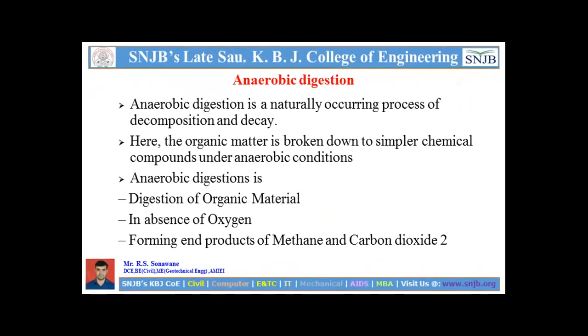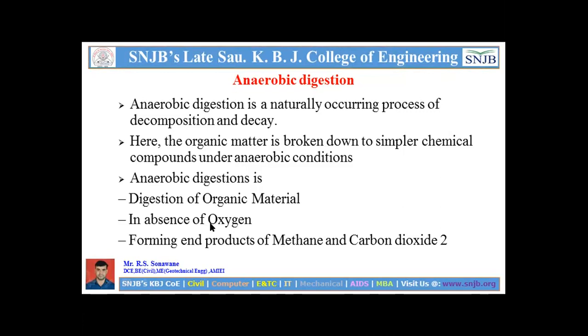So anaerobic digestion mainly focuses on what? Anaerobic digestion is a naturally occurring process of decomposition and decay. It is a natural process where organic matter is broken down into simpler chemical compounds under anaerobic conditions. Once they are broken down into simple chemical compounds, they can be easily decomposed, and at that time you can extract some components in the form of gas. So anaerobic digestion is the digestion of organic material.